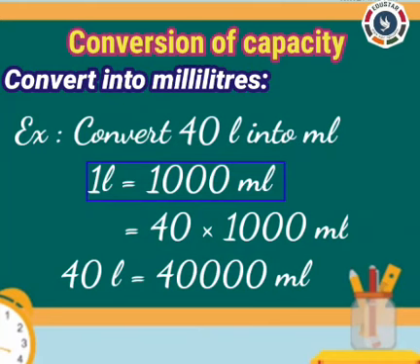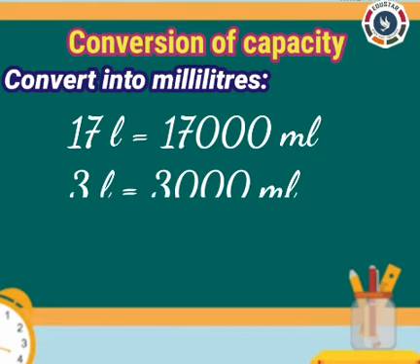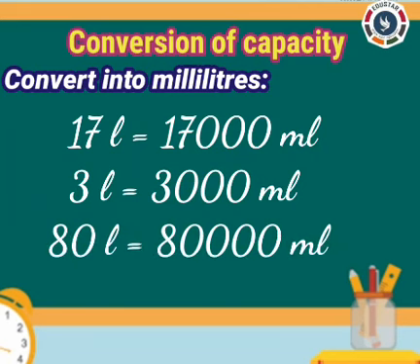Did you notice one thing? To convert from liter into milliliter, put 3 zeros on the right side. Now do these sums. 17 liter is equal to 17,000 milliliter. 3 liter is equal to 3000 milliliter.